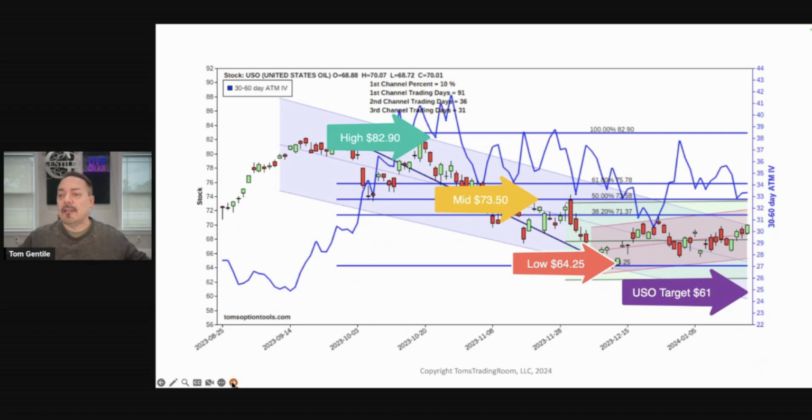First of two commodities I'm looking at is USO. This is United States oil. This has not participated in the uptrend and really has actually had a downtrend since October. Now, seasonally, oil tends to go lower into the winter, and that's exactly what's happening. We've seen 82.90 become 64.25. We've seen a bit of a bounce here.